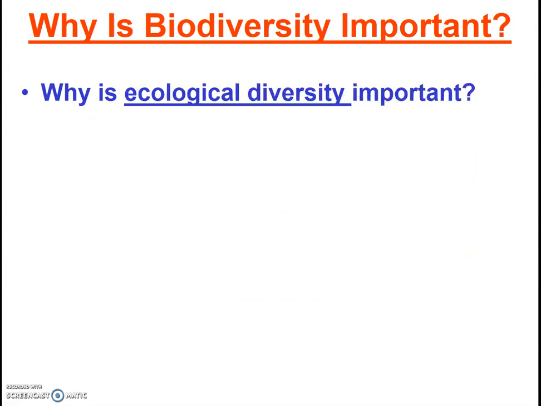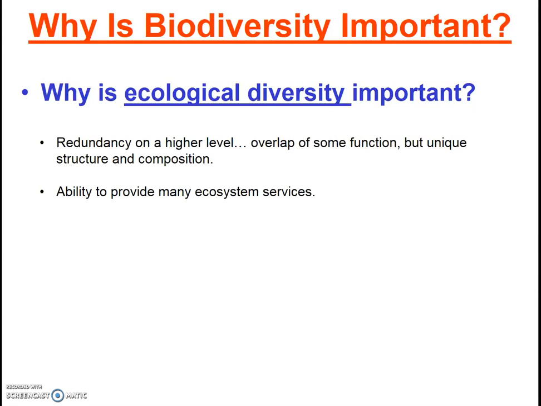Lastly, let's look at ecological diversity. Why is ecological diversity important? Ecological diversity allows for redundancy at a higher level. For example, there are many different types of forest ecosystems. The forests on the west side of the Sierras are much different than those on the east side of the Sierras, or those in Oregon or Minnesota or Florida. Each forest performs similar functions, but each also has its own species makeup and relationships. Further, the nearby ecosystems, shrublands, grasslands, or deserts, may have some, but not all, of the same functions as well.